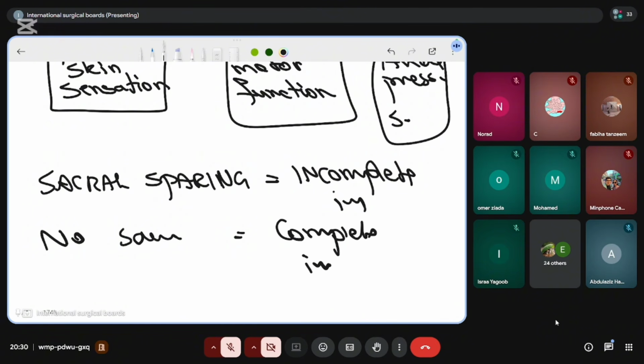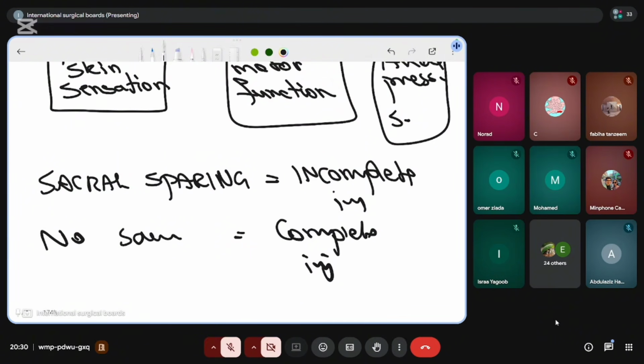This is the basic information that I want you to know: if there's sacral sparing, it's incomplete. If there's no sacral sparing, it's complete. Simple? Very simple. Now, unfortunately, that's not enough for the exam. You need a little bit more detail.